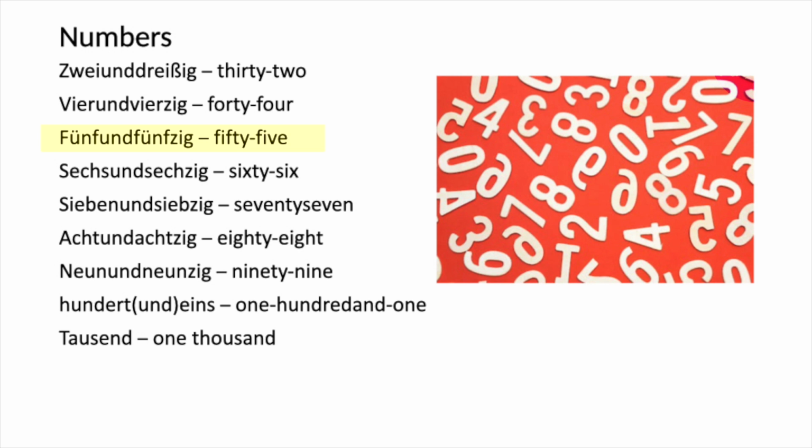55 is 55. 66 is 66. 77 is 77. 88 is 88. 99 is 99, and 101 is 101, with und in parentheses to indicate the optionality. 1000 is 1000.